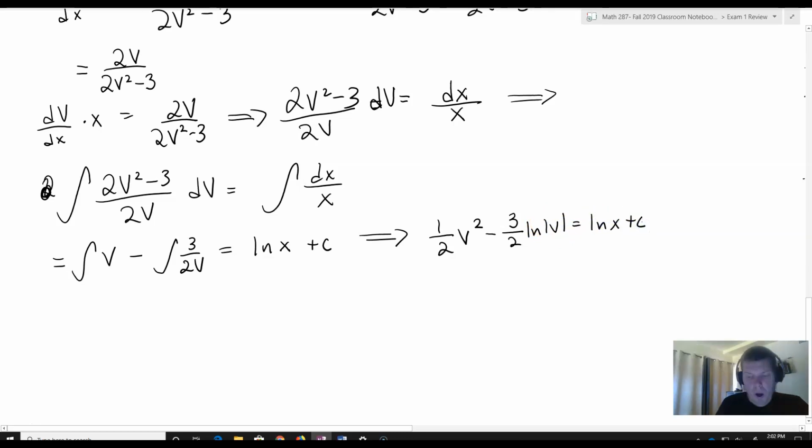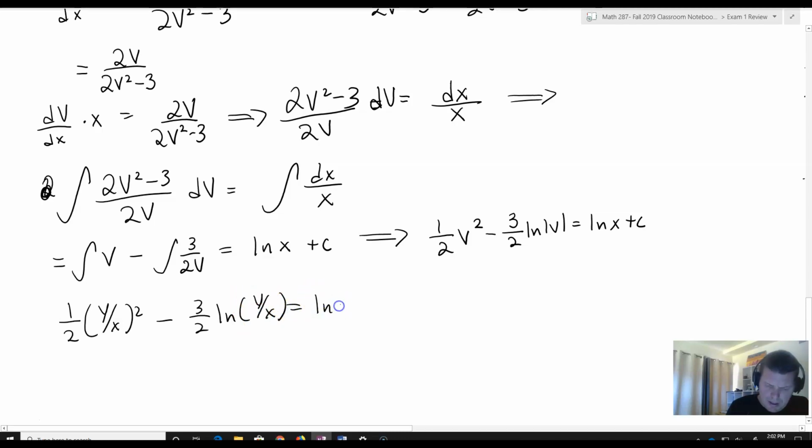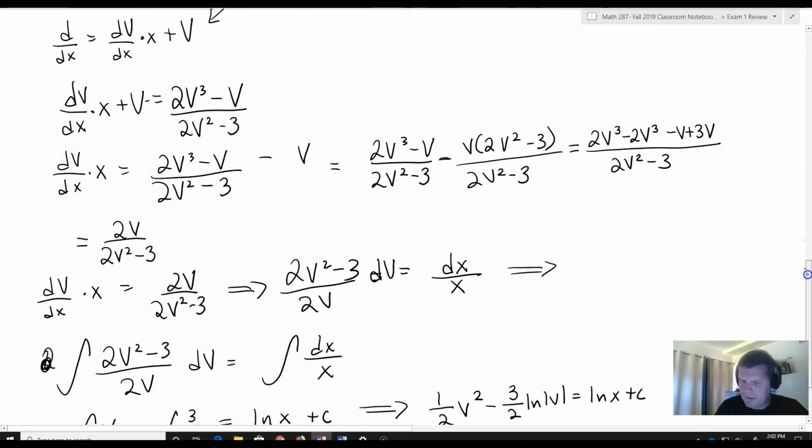Whew. All right. Now, let's just say I want to write this out implicitly. I'm going to have 1/2 times (y over x) squared minus 3 halves ln of y over x equals ln of x plus c. I could also, if I wanted to, try and solve for y, but we'll leave that for another time. We'll just finish this out and review the process for doing our change of variables.